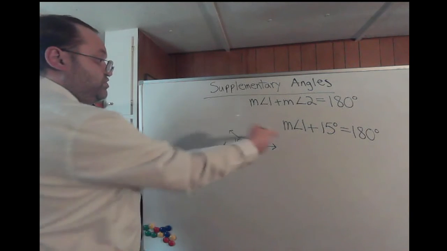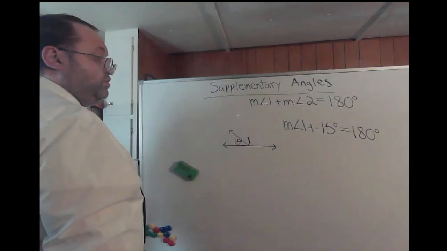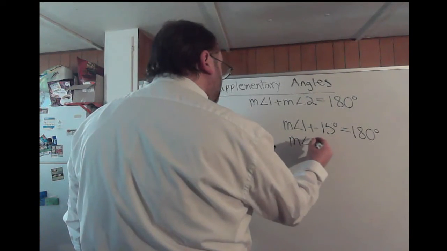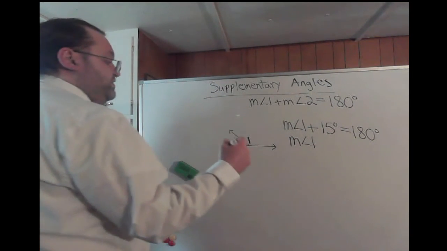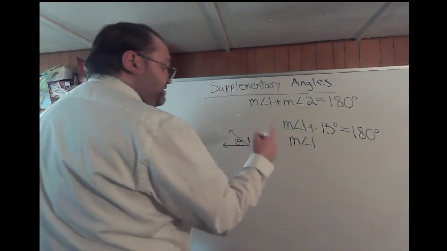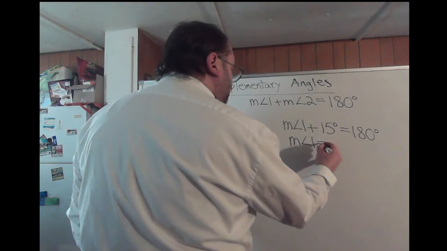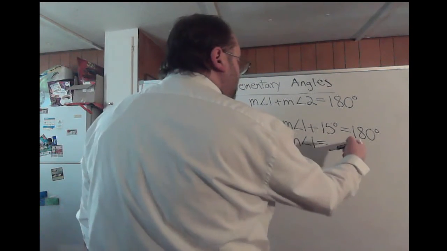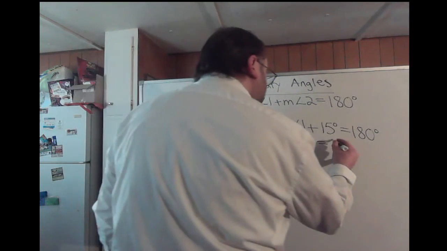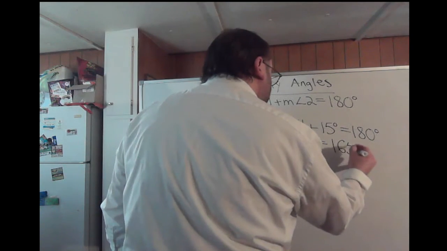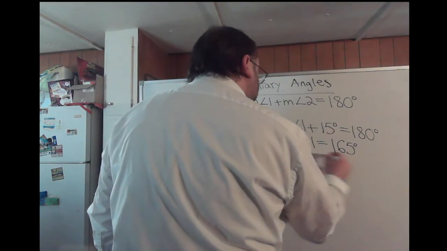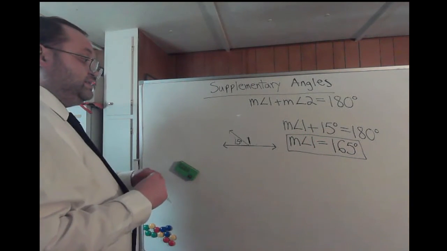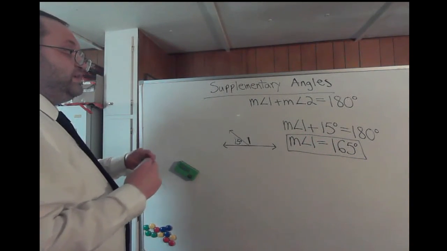Now, of course, the measure of angle 1 acts like a variable. We need to isolate that by itself. You'll have to take 15 away from both sides to get the measure of angle 1 by itself. Of course, when you do that, the measure of angle 1 by itself is what you'll have. 180 minus 15, that's 165. So we found the missing angle to make the supplementary to be 165 degrees. That'd be the measure of angle 1.